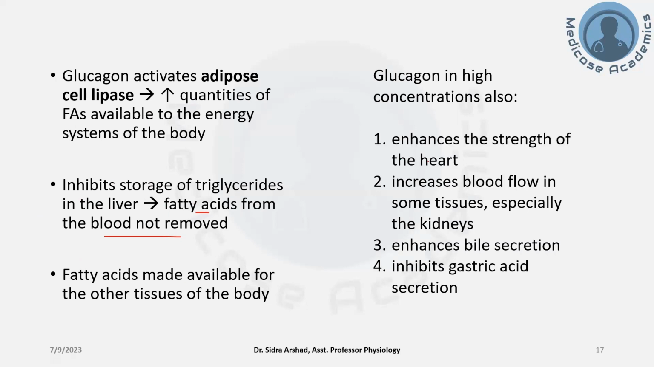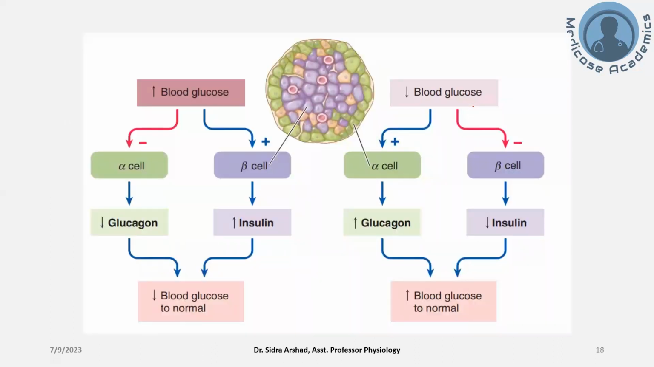Glucagon in high concentration also brings about other effects which are non-metabolic in nature. It enhances the strength of the heart. It increases blood flow in some tissues, especially the kidneys. It enhances bile secretion and inhibits gastric acid secretion. So these are some of the other effects of glucagon, which especially occur if the glucagon is in high concentration.